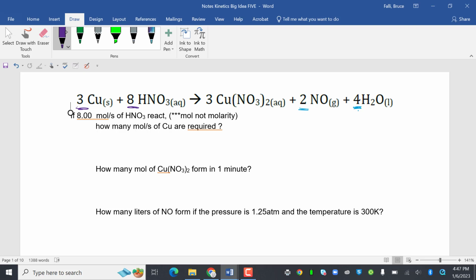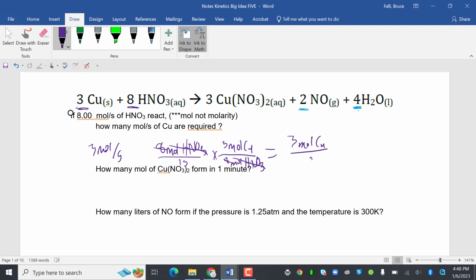Okay, how many moles of CuNO3 taken twice form in 1 minute? If I were to show you how to do that, I could do 8 moles of HNO3 in 1 second, times 3 moles of Cu per 8 moles of HNO3. See how moles of HNO3 would go away, and the 8s would cancel as well, so I'd have 3 moles of Cu per second.